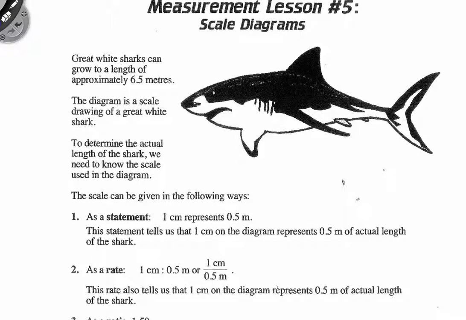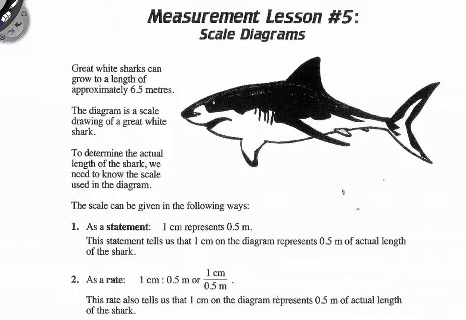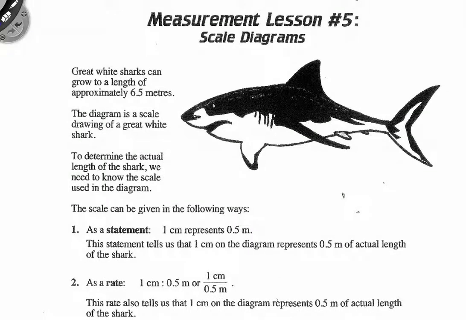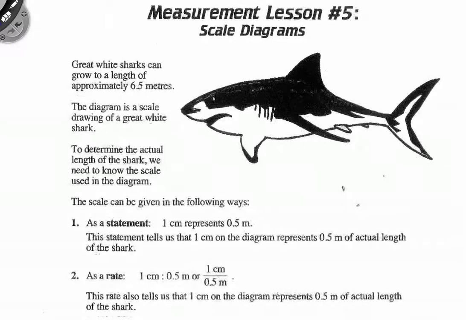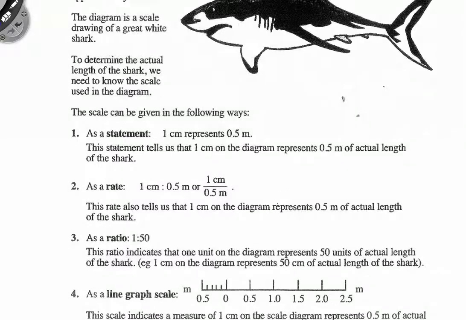Scale can be given in the following ways. 1. As a statement: 1 centimeter represents 0.5 of a meter in real life. This statement tells us that 1 centimeter on the diagram represents 0.5 meters of actual length of the shark. As a rate, 1 centimeter to 0.5 of a meter, or 1 centimeter divided by 0.5 of a meter. So that's how we would write it as a rate.